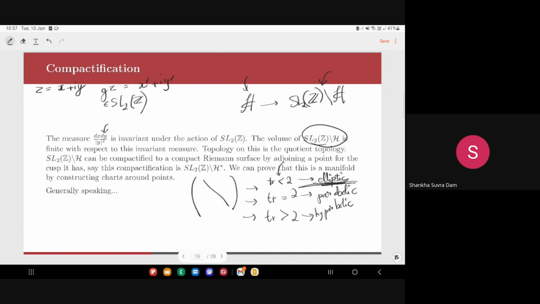Generally speaking, we need to have this fundamental domain and some measure here, for a general group acting on the upper half plane. And that group needs to be discrete. Let's not get into that. Let's just say that the fundamental domain should have finite volume. And only then can we actually talk about compactification and stuff like that.